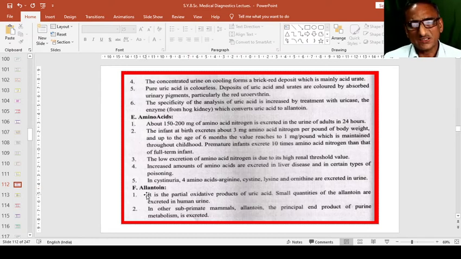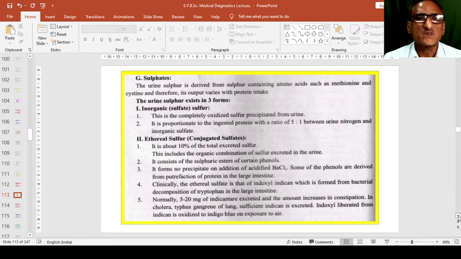So allantoin is the partial oxidative product of uric acid. Small quantities of allantoin are excreted in human urine. In other subprimate mammals, allantoin, the principal end product of purine metabolism, is excreted.